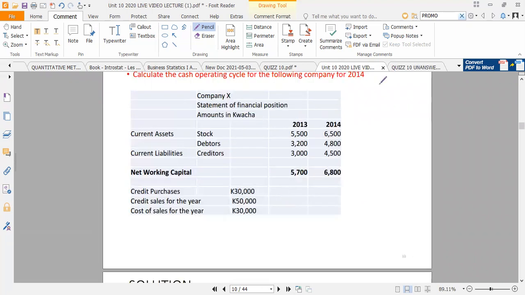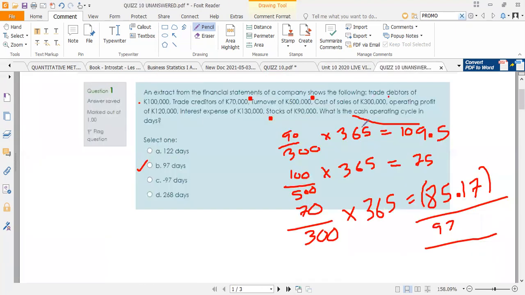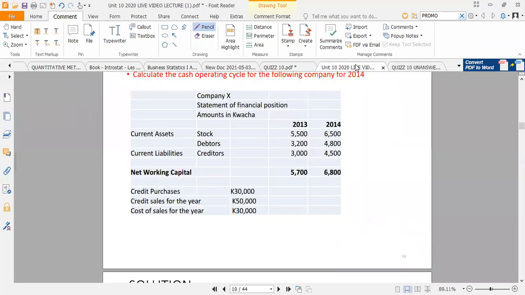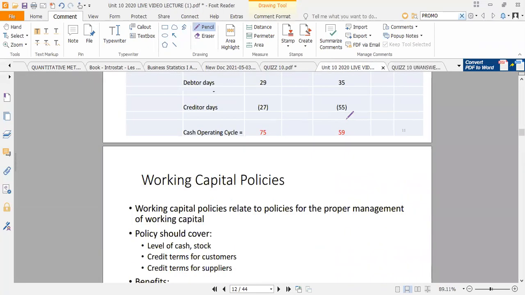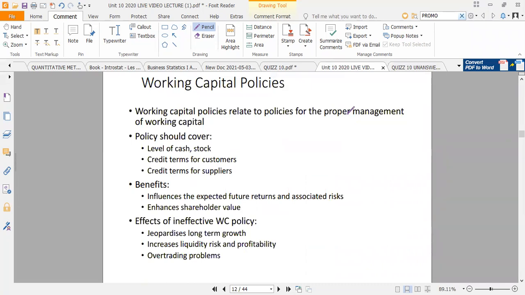So Collins, when we say 97, are we supposed to put a unit there? Are we supposed to say 97 days, or we just leave it at 97? Days, because 365 is in days. So it's a period in days. Okay. So it's 97 days. Thank you. All right, so this is how we calculate.